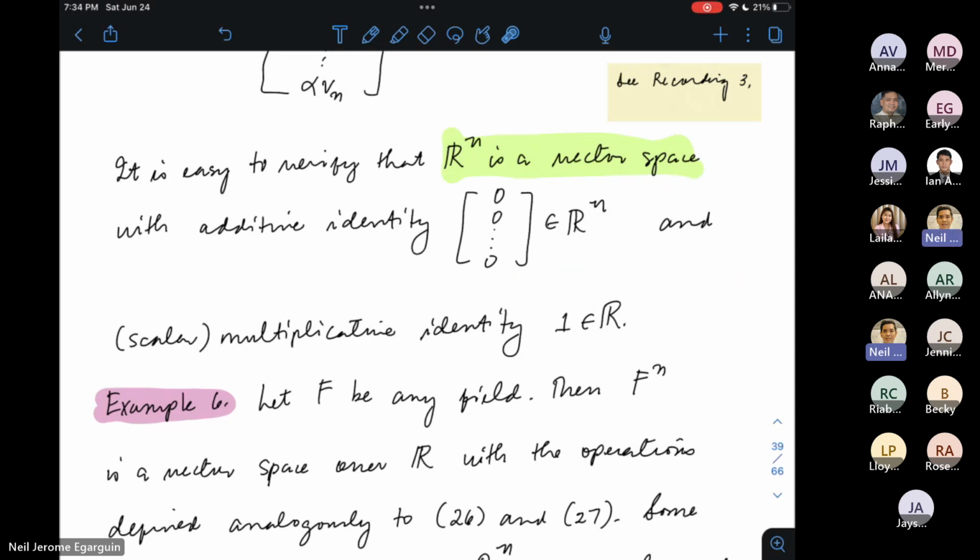So the additive identity, let's call it the zero vector. Yes, Rose.